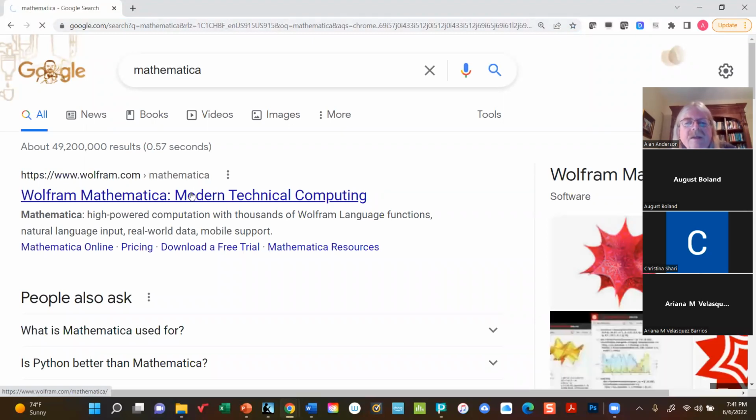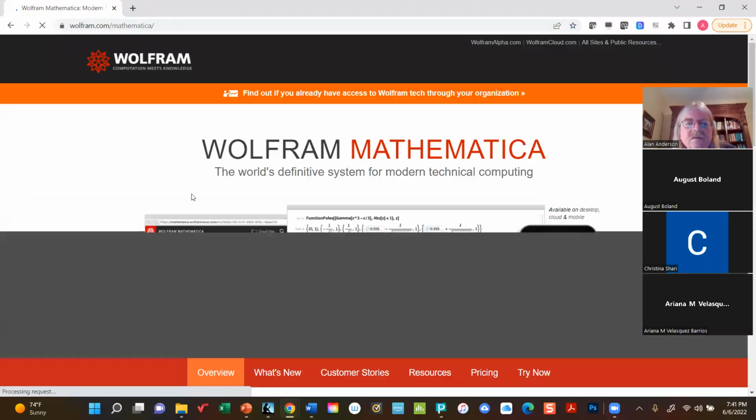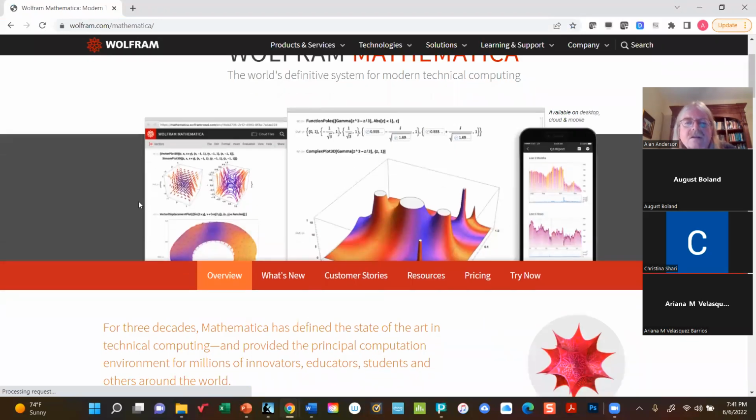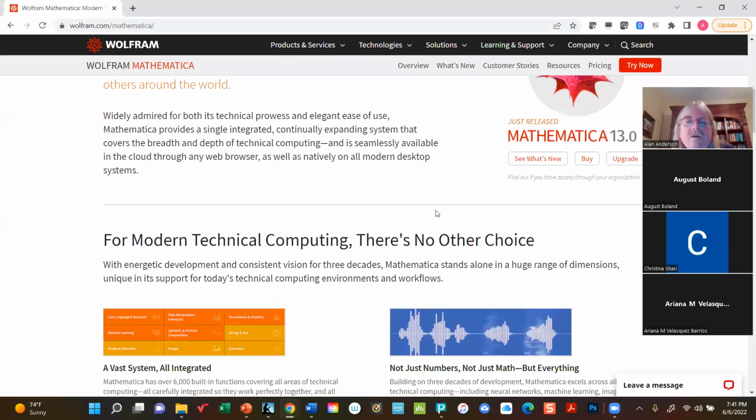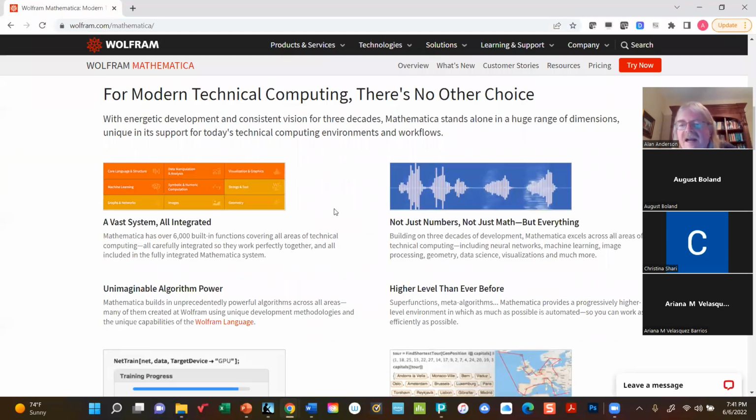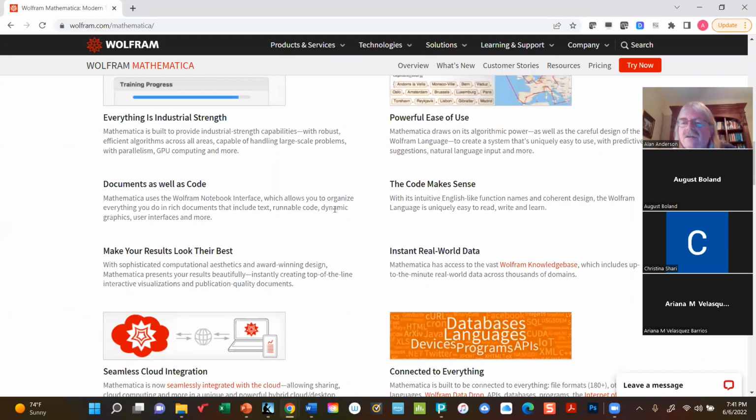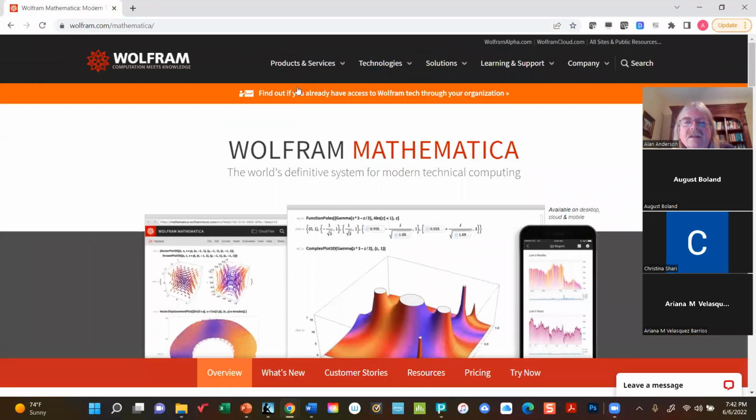This company Wolfram, they make very powerful software. It's designed to solve equations and also give you these wonderful graphs. Now, this is a very powerful package. It takes a while to learn how to use it, but it will do a lot of amazing things. Many schools have a license for this that you can use for free while you're still in school.